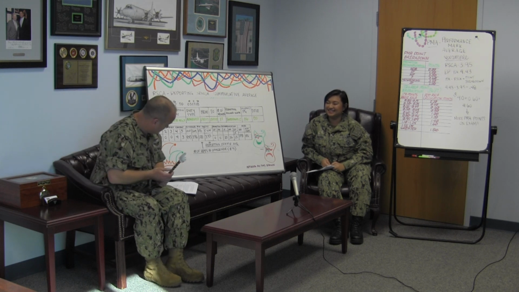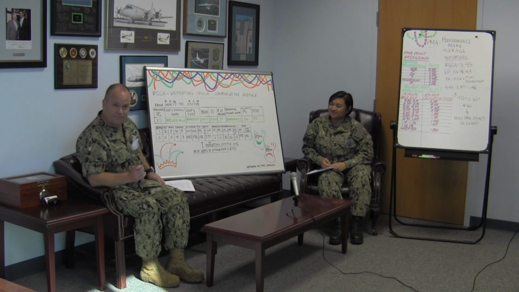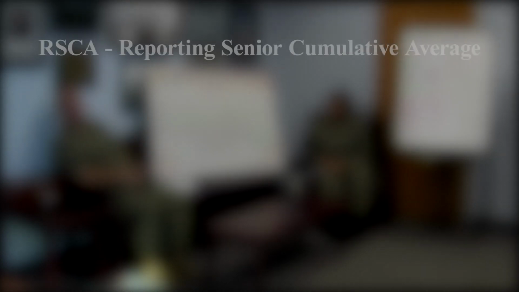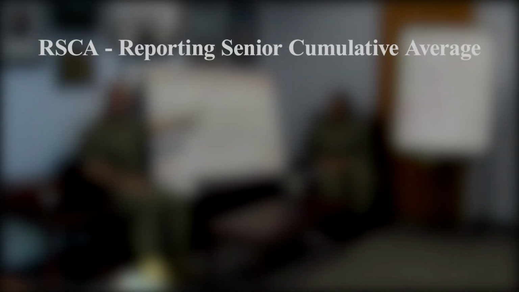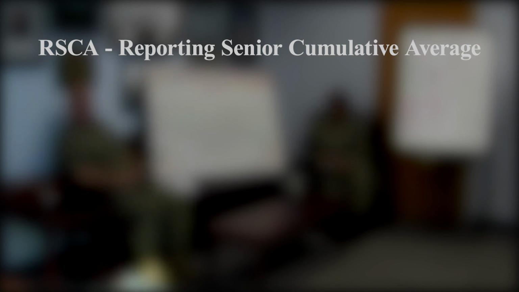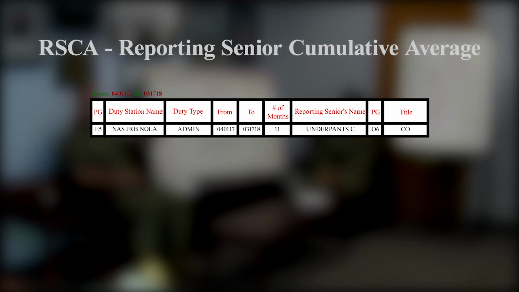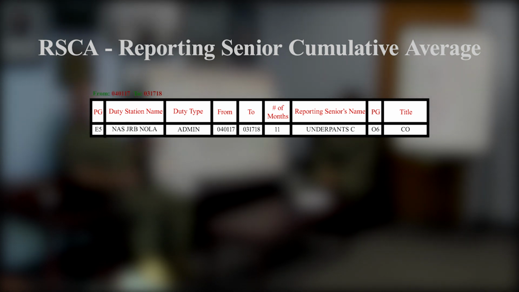One of the first things I want to talk about is unlocking the mystery that is called the RSCA, or reporting senior's cumulative average. We made this board, and it looks exactly like your enlisted summary record that you could pull off BOL. When NC1 and I put this together, we had one printed out and made this board look exactly like it. So if you're listening on an audio podcast and sitting at your computer, I can walk you through how to read your enlisted summary record.